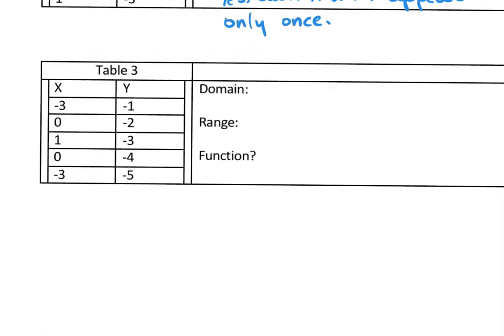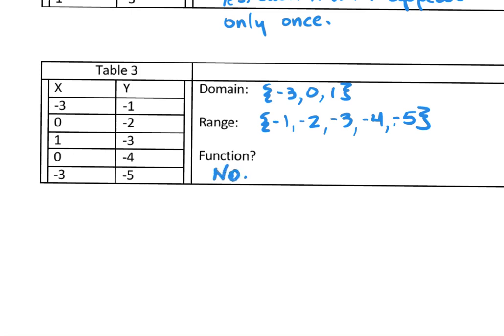In the last table, we have, for our domain, -3, 0, and 1. And again, we don't want to repeat any values. We just want to know what can x equal. And these are the 3 values that it can equal. For our range, we have -1, -2, -3, -4, and -5. All right, so now, is this a function? And this one is not.